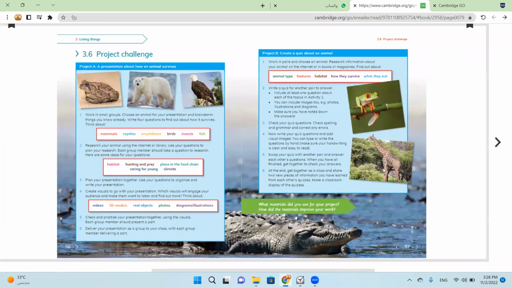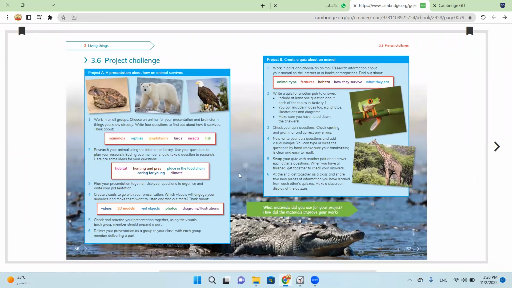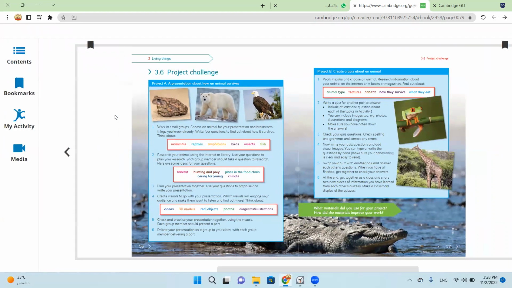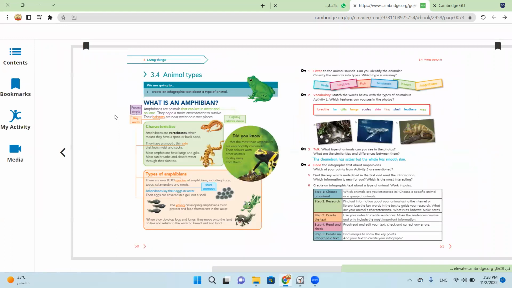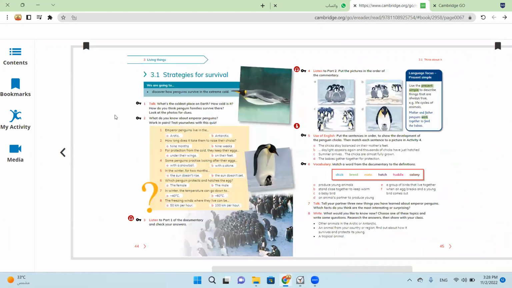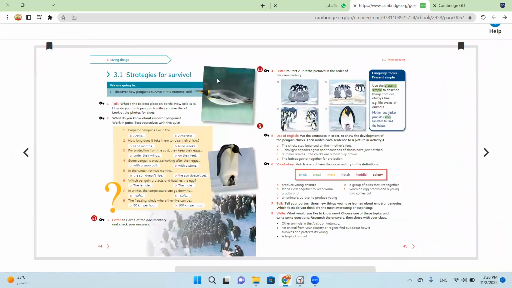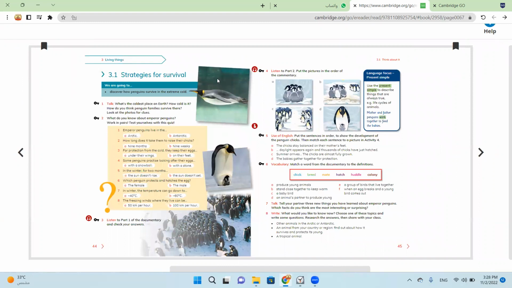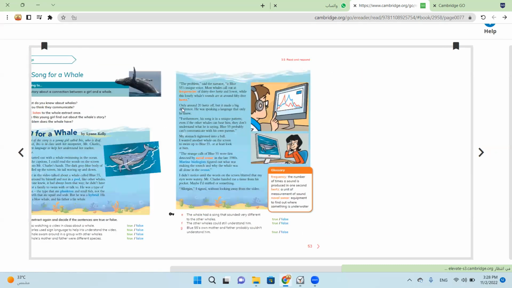Now let's move to the project challenge. So in this unit, we have two types of projects, Project A, Project B. Project A is a presentation about how an animal survives. If you remember, I think lesson 3.2. No, lesson 3.1. We talked about the penguin life. How does the penguin survive? So you can find some information here that could help you to make your own presentation about a type of animal you choose.